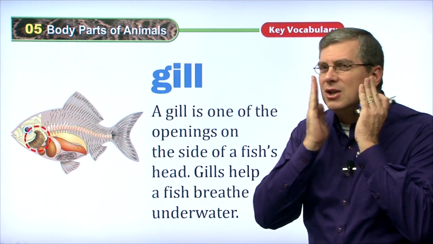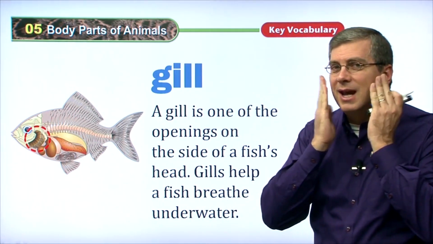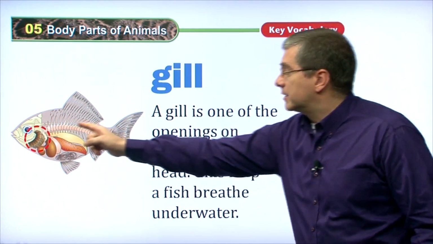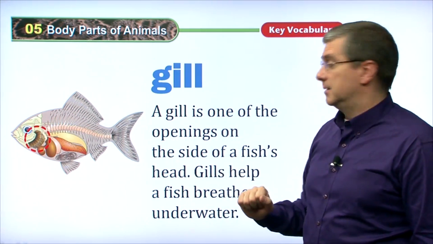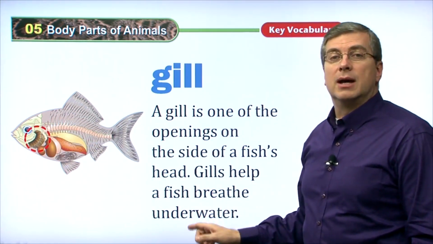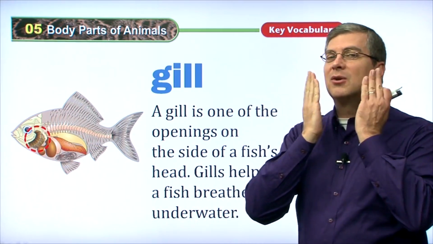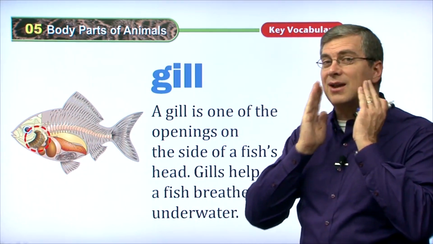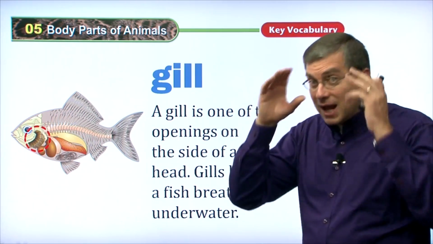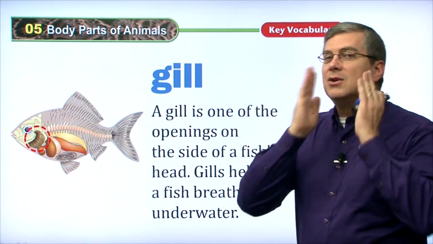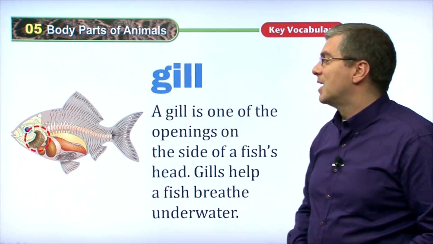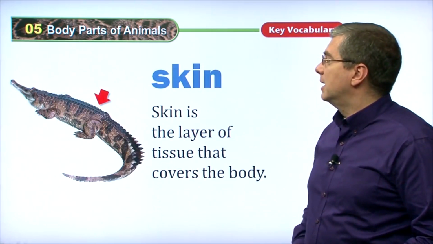If you look at a fish, you can see the gills going like this, and they're breathing that way. A gill is one of the openings on the side of a fish's head, right over here. Gills help a fish breathe underwater. So you see the fish moving around in your aquarium, in your fish tank, or if you see them on television, or if you go diving, snorkeling in the water, you can see fish breathing underwater. Pretty amazing. Okay, let's move on to the next part.